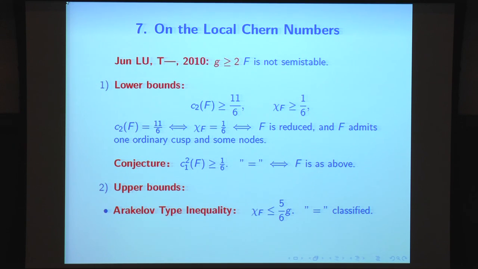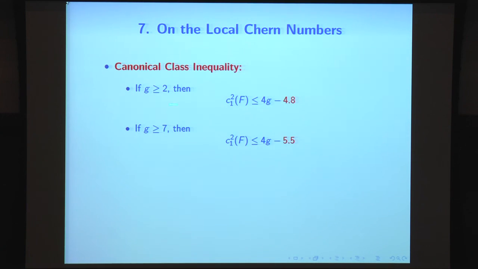For the upper bounds, this is the upper bound for chi F, so an Arakelov type inequality. The upper bound for chi F. And the upper bound for C2, we don't know. For the canonical class inequality, our upper bound is 4g minus 4. Actually, if the genus is at least 2, there are some better upper bounds. For example, for any genus, we have this upper bound. If the genus is at least 7, we have this bound.